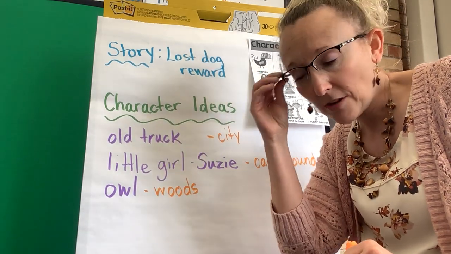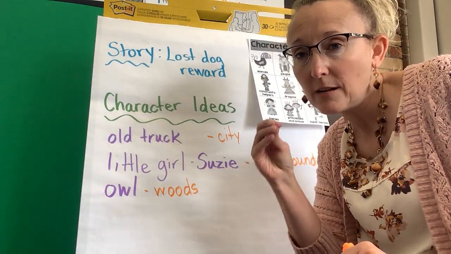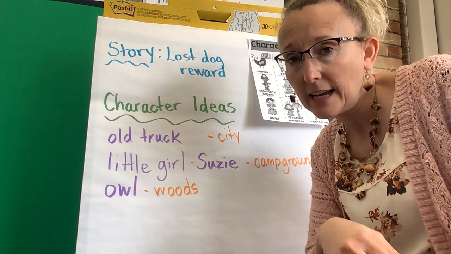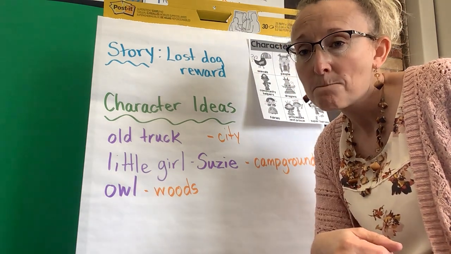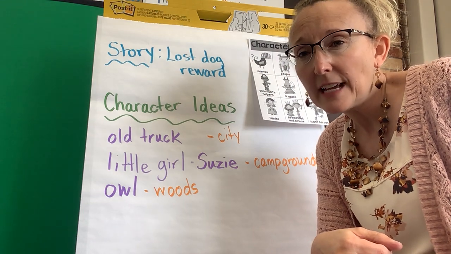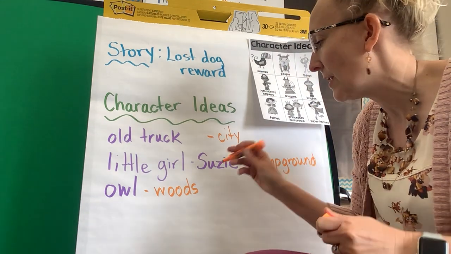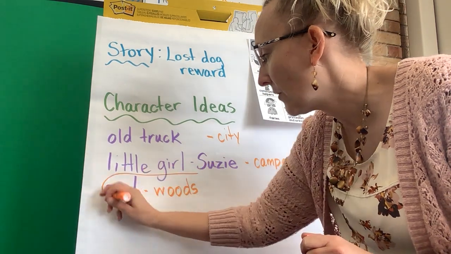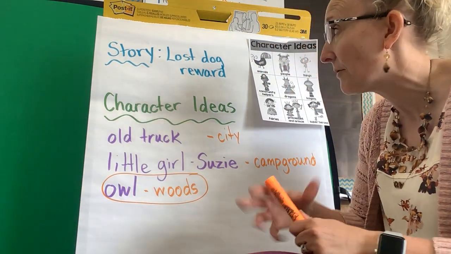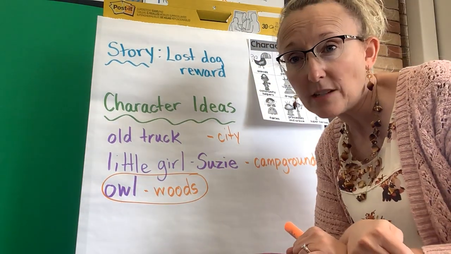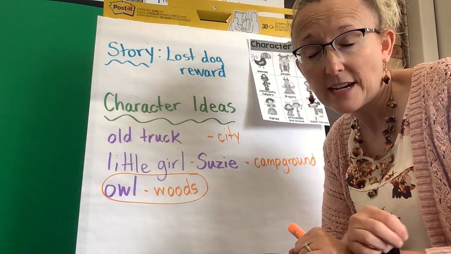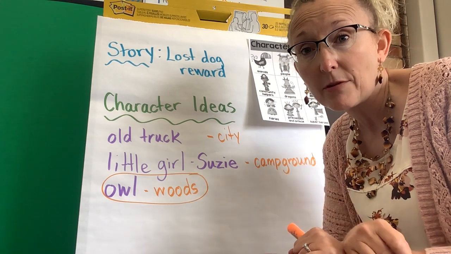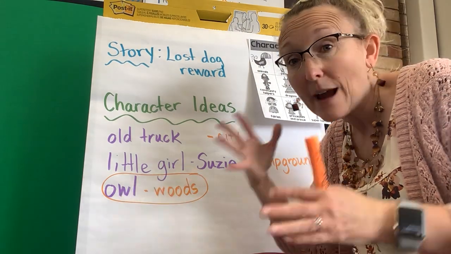Now I am going to completely nail down a character and a setting before I can go on to the next step. I kind of like the idea of the owl and the woods. So here we go, I'm making my plan for my story. This story is going to be a lost dog and somebody getting a reward. I haven't quite decided how an owl is going to get a reward yet, but I'll figure that out. So I'm changing it.